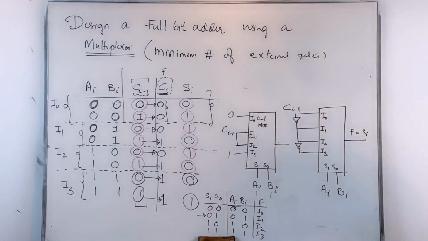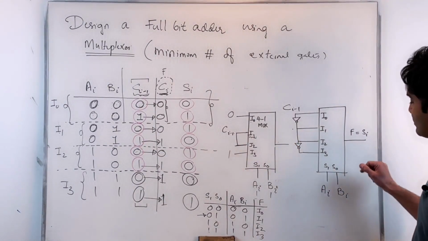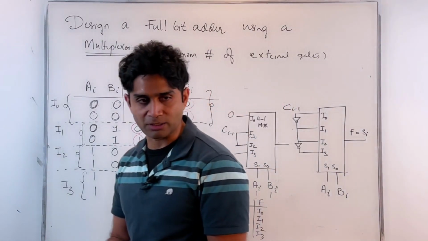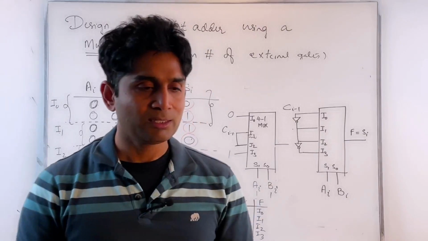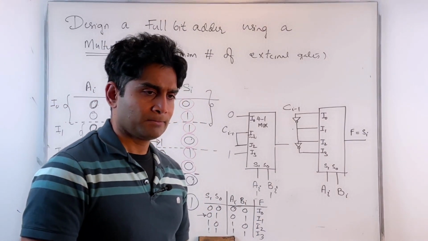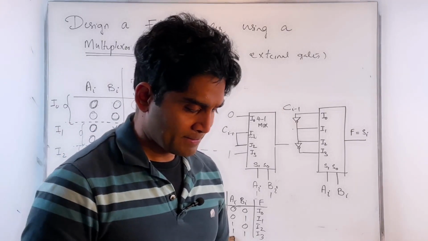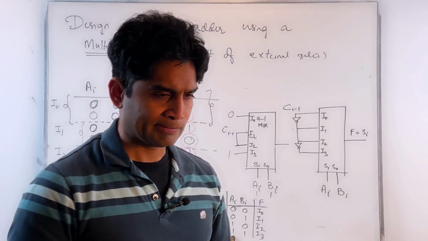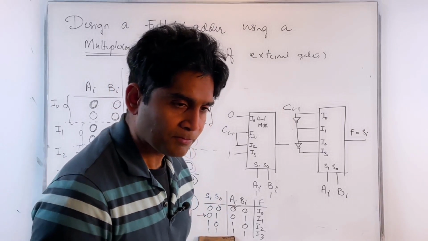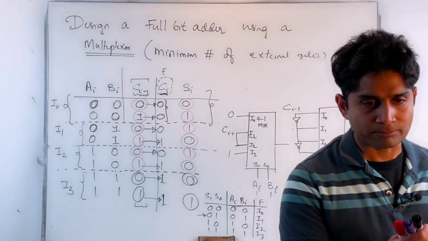So now I have realized both my Ci and Si using multiplexers with the use of a minimum number of external gates. I'm not really using a lot of external gates. I just realized my function. Okay. All right. Does that make sense? Any questions on this so far? So that's how you can build your functions.